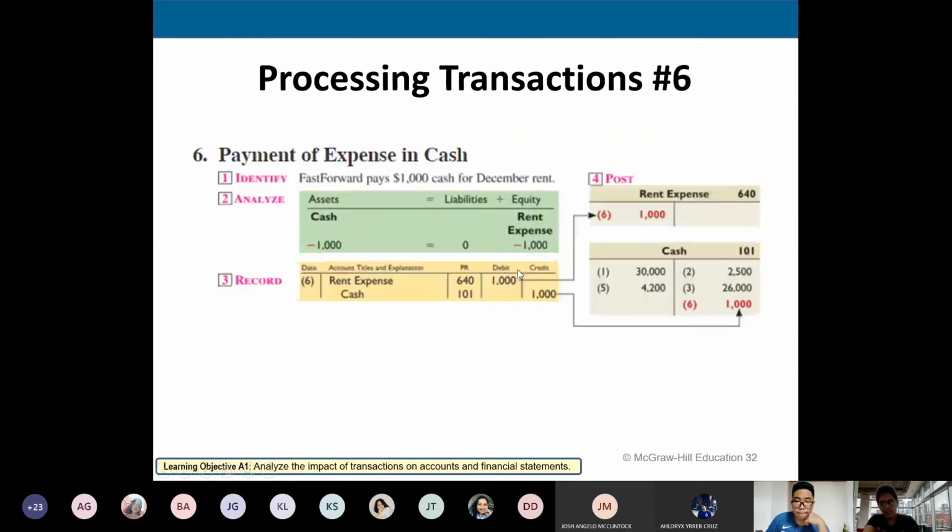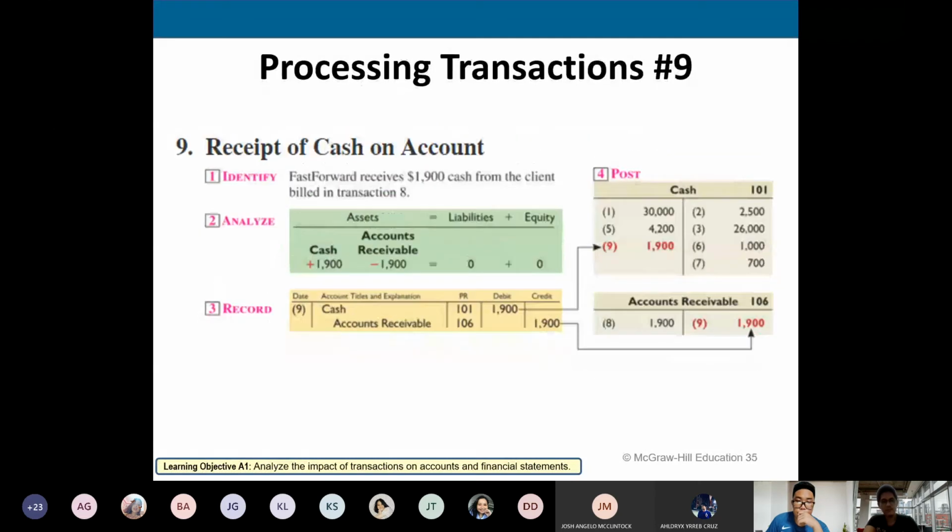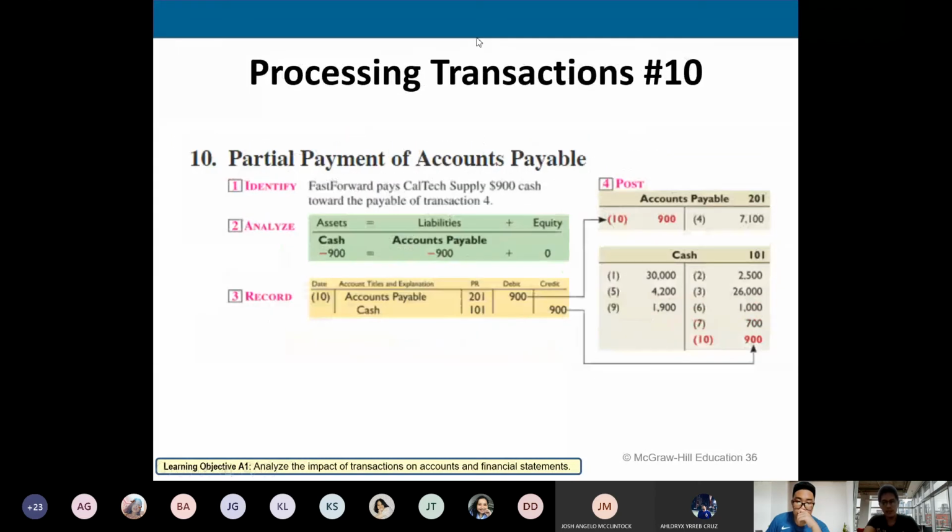So, pagdating ng 10th transaction, nagbayad daw tayo partially. If you can actually see this, ito. Nakikita naman yung cursor ko, tama ba? Pag nakikita nyo to, meron tayong outstanding na 7.1. Ang sabi ng number 10 natin, partial payment of accounts payable. Yan pala, itong transaction pa lang naman na to, ang transaction natin na that give rise, no? Na meron tayong accounts payable, no?